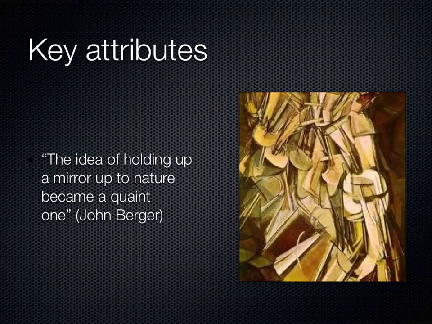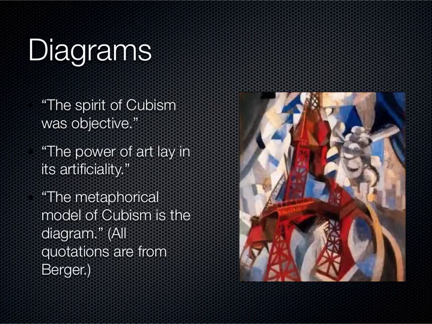Berger says that with Cubism, the idea of holding a mirror up to nature became a quaint one. That means that artists had decided that the purpose of art was not to pretend that it merely reflected the world outside. Berger notes that art before Cubism had emphasized its naturalness. It pretended that it didn't have a point of view, and that it wasn't making any kind of comment or intervention. All it was doing was showing what was there.